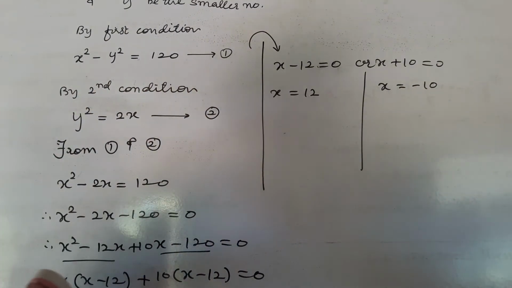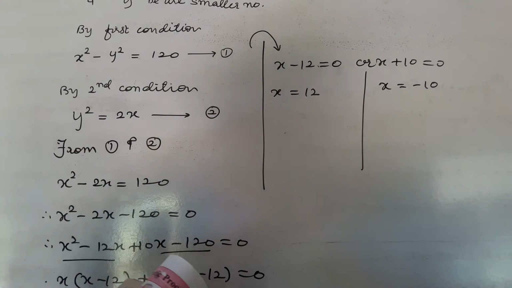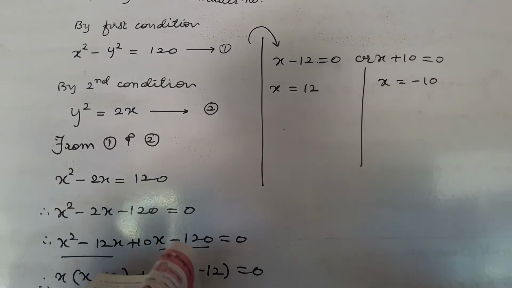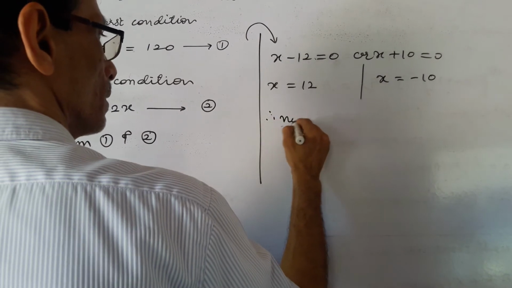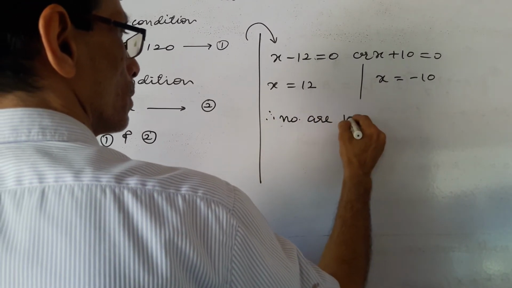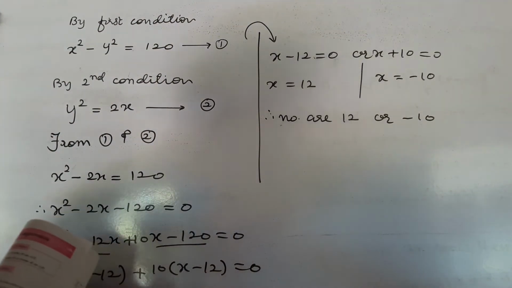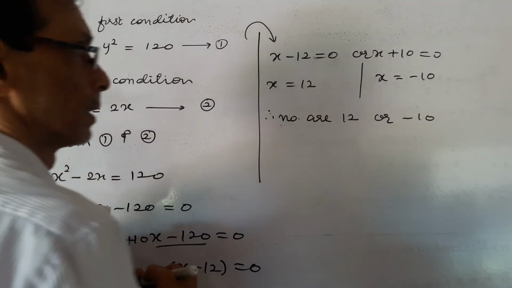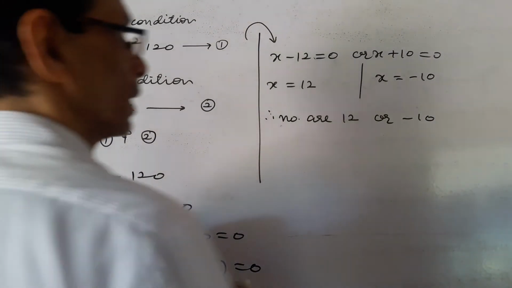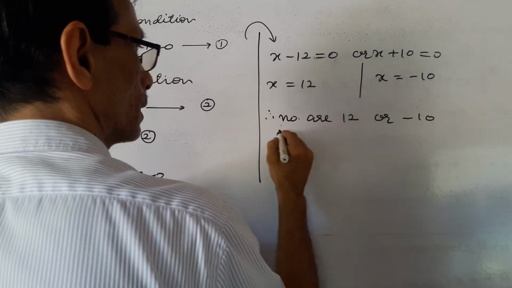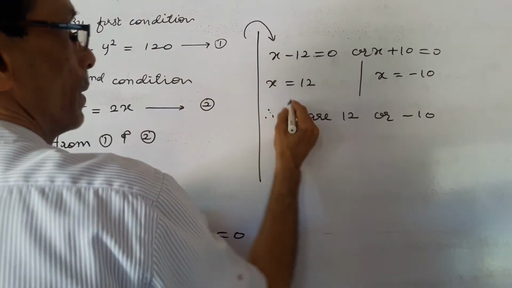So here the numbers are either 12 or minus 10, but the condition is given: the difference between the two numbers. Let's verify. If the number is 12, then the greater number is 12. So we have taken the greater number as x, and we get x equal to 12.